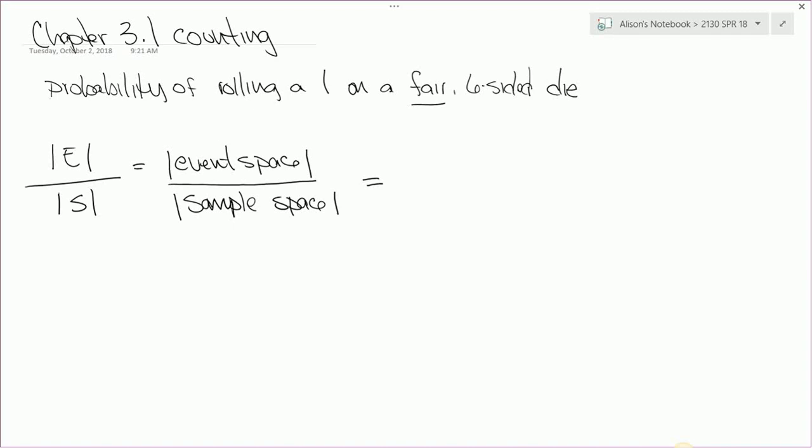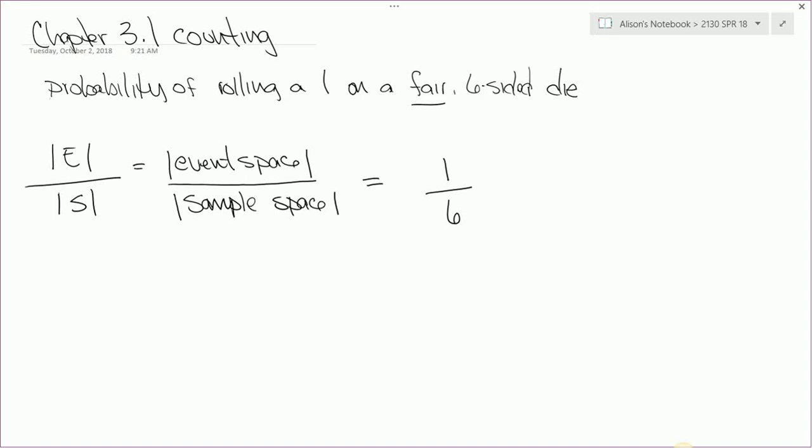So what is my desired outcome on rolling a 1 on a fair 6-sided die? Well, I want to roll a 1. There's only one way that I can roll a 1. I'm going to divide that by the total number of possible outcomes when I roll a 6-sided die. And it would seem like there are 6 different options that are available, or 6 outcomes that can occur. So the probability of rolling a 1 on a 6-sided die would be 1 in 6.